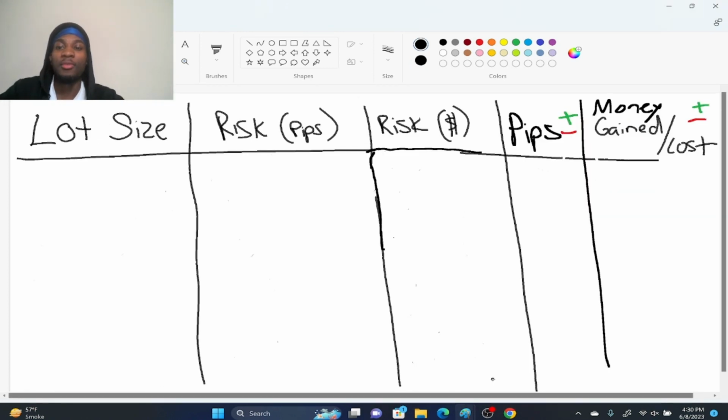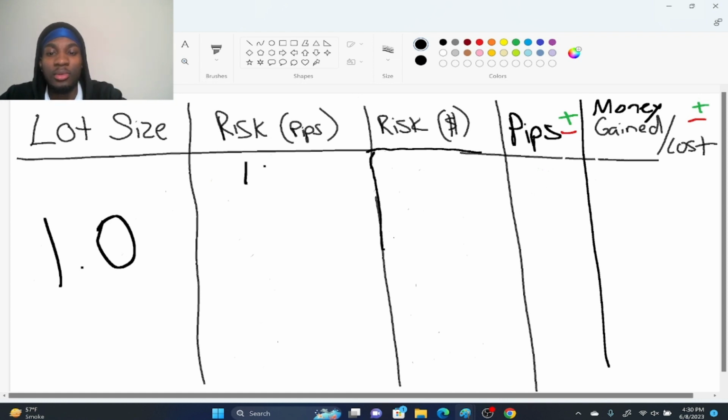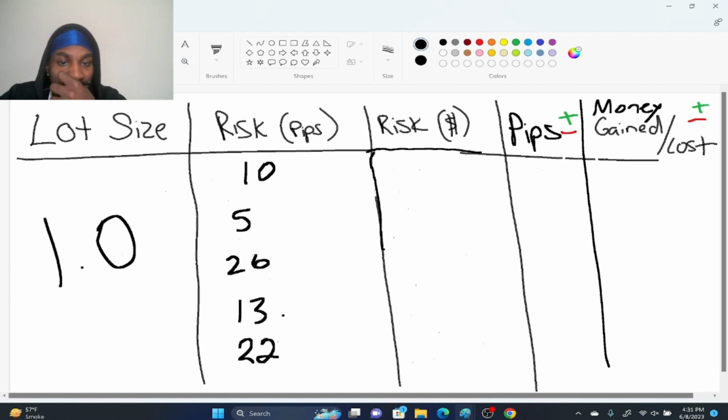So let's talk about it. We're going to go over trades for the week. For this example, I'm only going to use a one lot. I'm going to keep it simple. We're pretending that we used a fixed lot size the entire week, a one lot. So Monday we risked 10 pips. Tuesday we risked 5 pips. Wednesday we risked 26 pips. Thursday we risked 13, and then Friday we'll say we risked 22 pips.